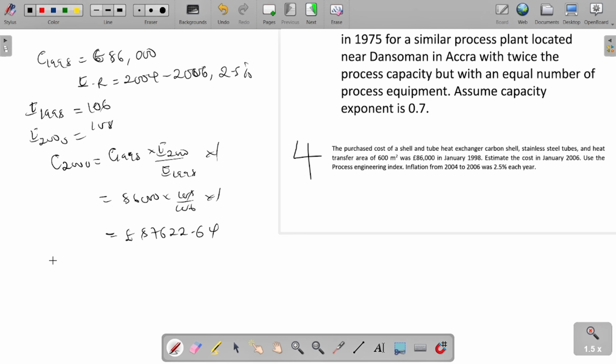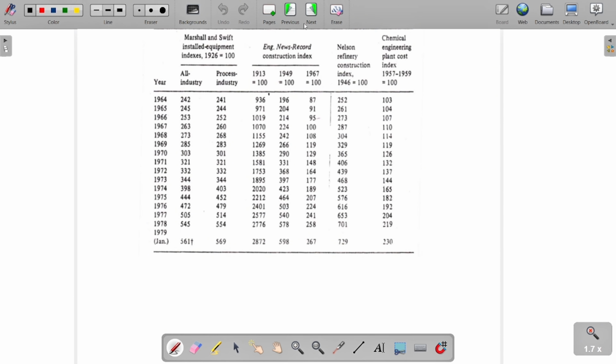So you can also use the same approach. Since you have the cost in 2000, you can get the cost in 2004. That one becomes very easy to do, because we can't just move from 98 to 2004 because of that discontinuation from the graph over there. So over here, the cost in 2004 using 2000 as the base year becomes 87622.64 times, so the index for 2004 is 111, then for 2000 is 100 from the process engineering index graph.